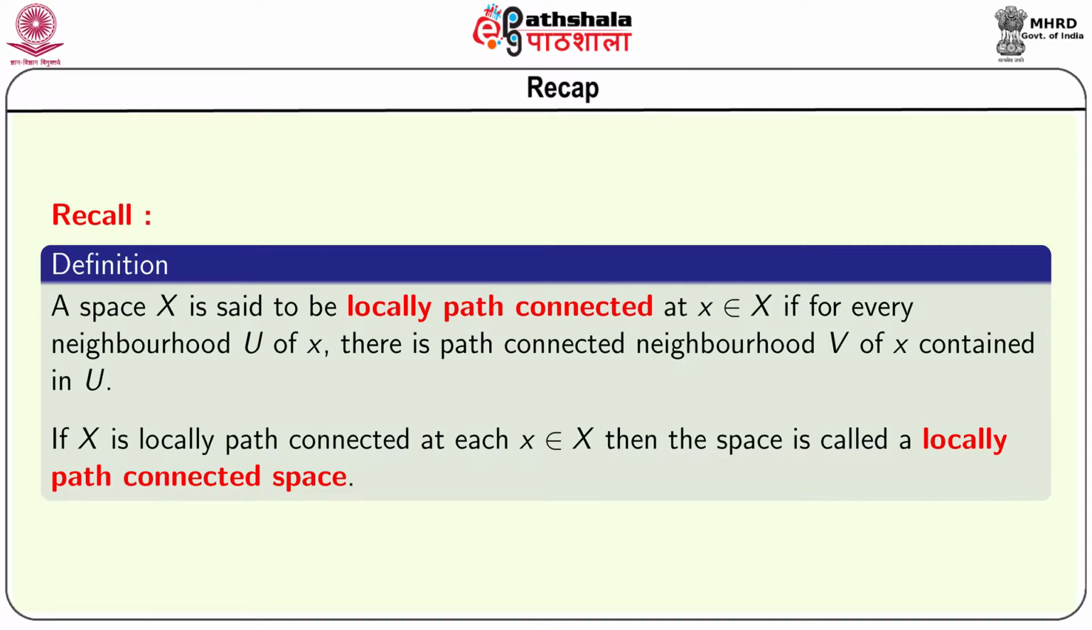Before proving the theorem, let us recapitulate the definition of a locally path connected topological space. A space X is said to be locally path connected at a point x belonging to X if for every neighborhood U of x there is a path connected neighborhood V of x contained in U. If X is locally path connected at every point of X, then the space is called a locally path connected space.